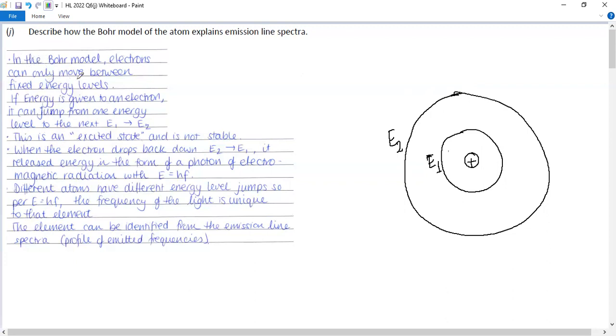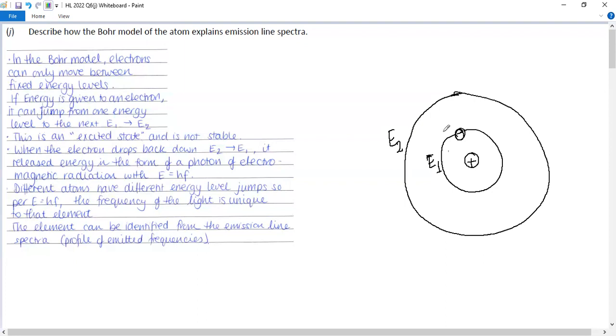In the Bohr model, electrons can only move between fixed energy levels. So these are the fixed energy levels. They don't really change. They're not moving up and down. They're just these lines. So I'm going to draw an electron down here in energy level 1. Okay, here's my electron.